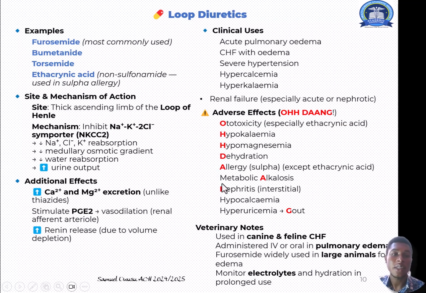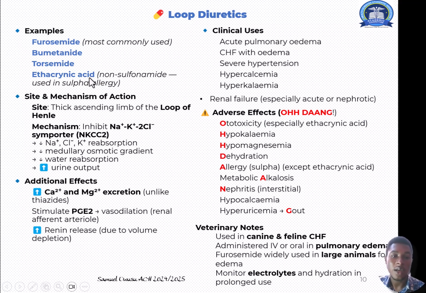The loop diuretics are furosemide, bumetanide, torsemide, and ethacrynic acid. The agent that is most used in our setting is furosemide, and it is the most common. Okay, all these agents contain sulfur with the exception of ethacrynic acid. So if you have someone who has a sulfur allergy, you don't want to give furosemide or any of these agents, but you can give ethacrynic acid.